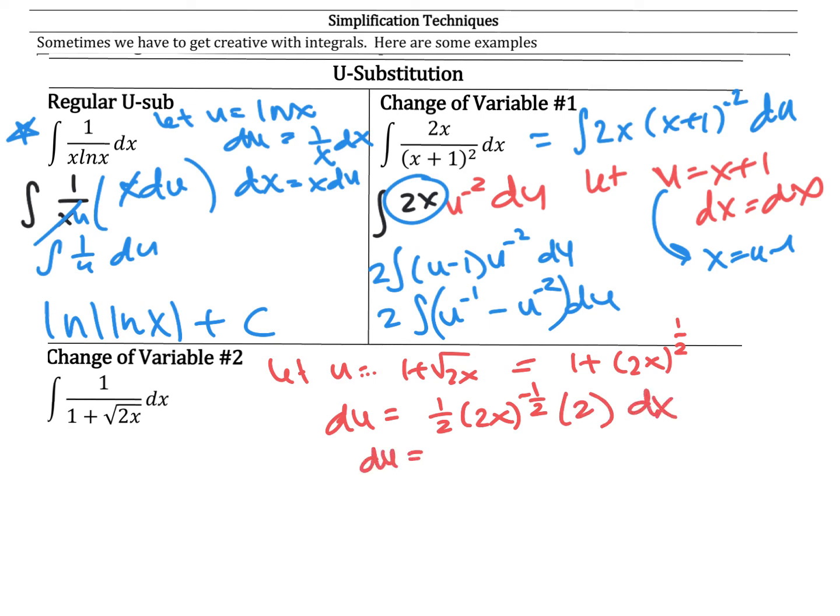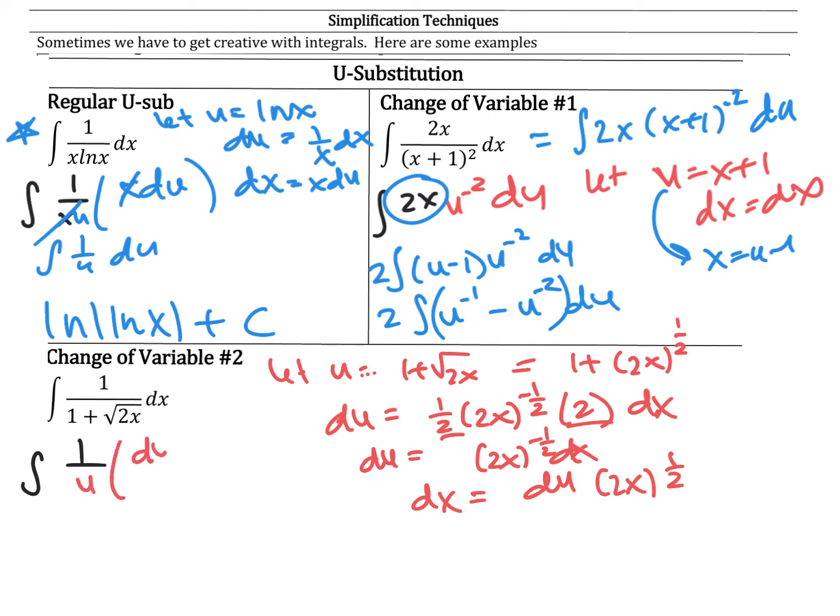So du is, this 2 and this 1/2 will go away. They'll multiply to be 1. So if I solve for dx, I get du times 2x to the positive 1/2 power. If I divide both sides by 2x to the negative 1/2 power, it'll just go into the numerator. So here's the problem. If I try and rewrite this integral, I get 1 over u, but then I get du times 2x to the 1/2 power. I don't know what x is here, so we sort of need to manipulate this a little bit more.